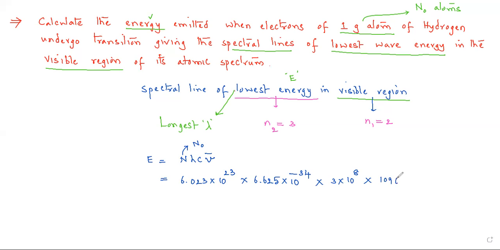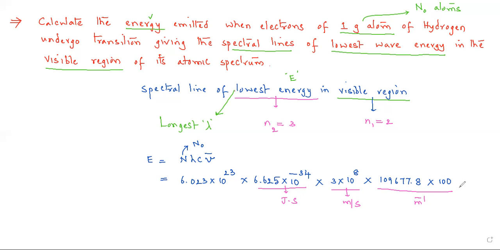Say you want the value, right? 109,677.8. But this is in per centimeter. Convert that into per meter by multiplying it with 100. So this will be in per meter. This is in meter per second. This, of course, is in joule into second. So you got all the things in SI system.